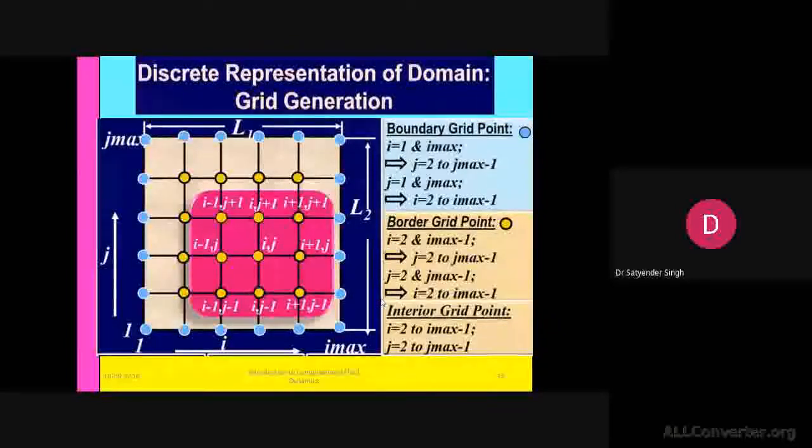So now this is the discrete representation of the domain. We call it also the grid generation. This is as far as your code is concerned. We generally recognize the various grids for their location as per the coordinate system, like I or J. I represents the location coordinate in the x direction and J represents the y direction.